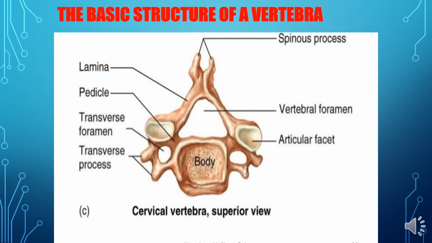The basic structure of a vertebra consists of the spinous process or the neural spine. It has vertebral foramen. We have the articular facets, lamina, the pedicle, the transverse foramen and the transverse process. So these are cervical vertebra with a superior view.